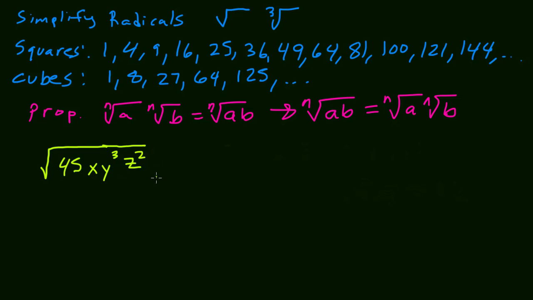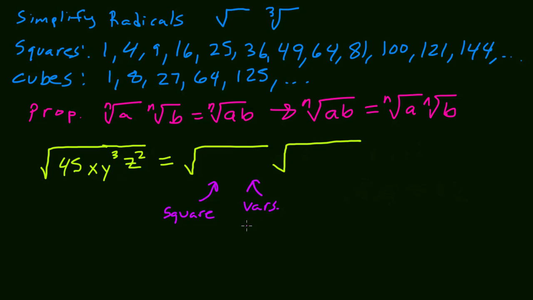Alright, for our next example, we're going to put some variables into it as well. So this time I want to simplify the square root of 45x y cubed z squared. So again, to do this, we are going to break up our square root into 2 square roots. That's the first thing I write. And again, I want this one to contain just square factors. And when I get to the variables, I want the variables to have even exponents.